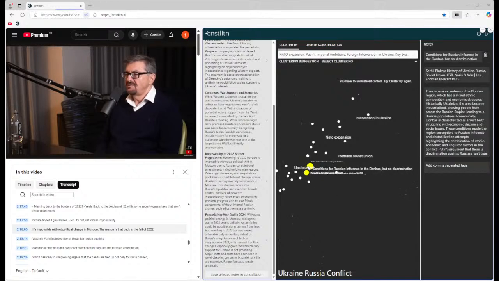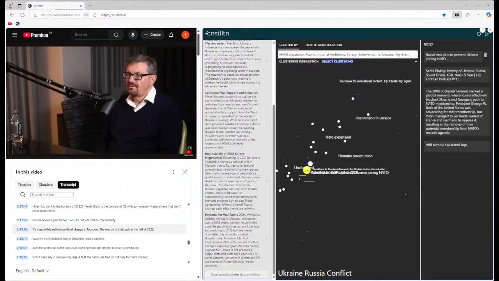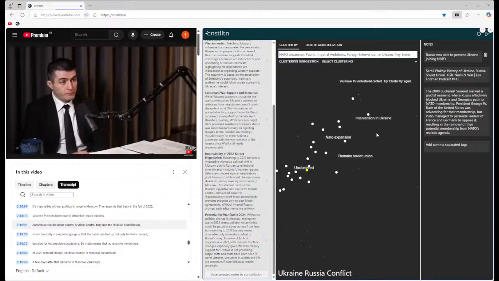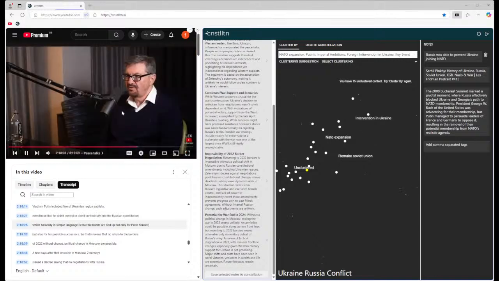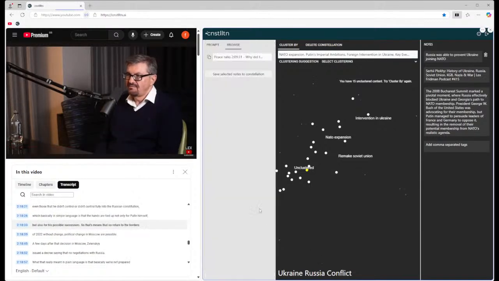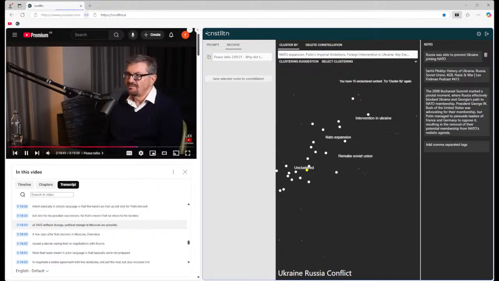The reason is that back in the fall of 2022, Vladimir Putin included 5 of Ukrainian regions, oblasts, even those that he didn't control fully, into the Russian constitution, which, in simple language, means that the hands are tied not only for Putin himself, but also for his possible successors. So that means that no return to the borders of 2022 is possible without political change in Moscow.